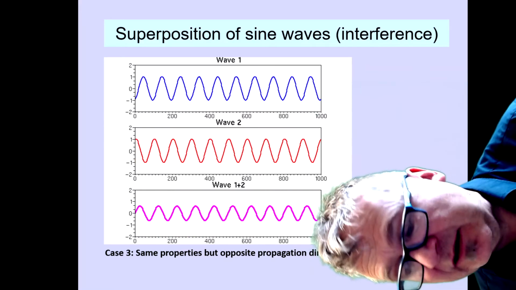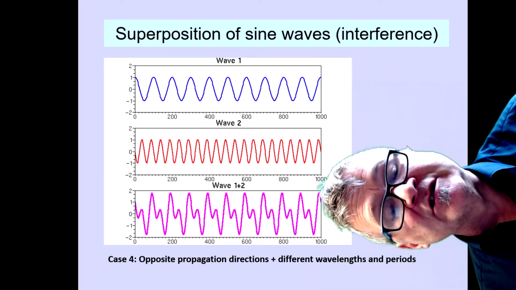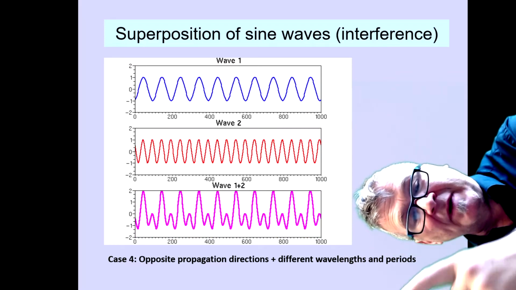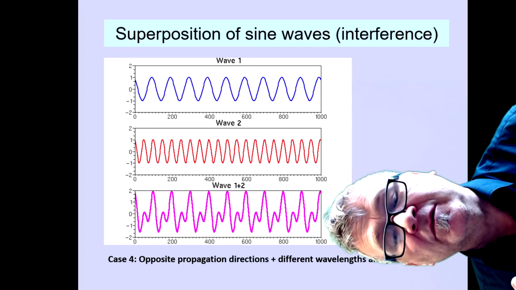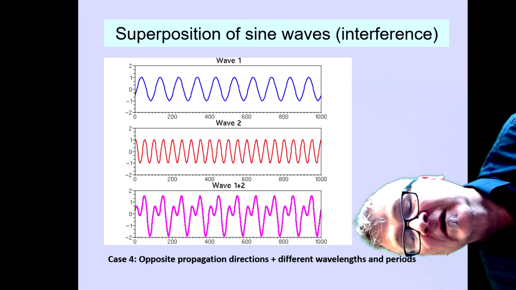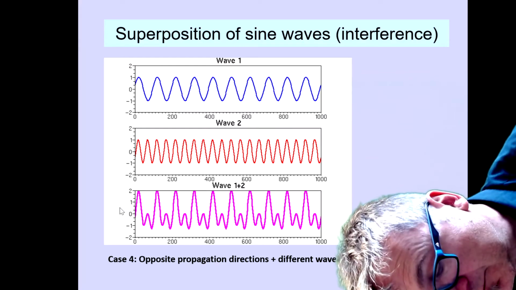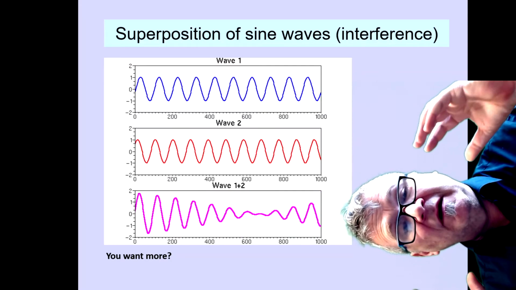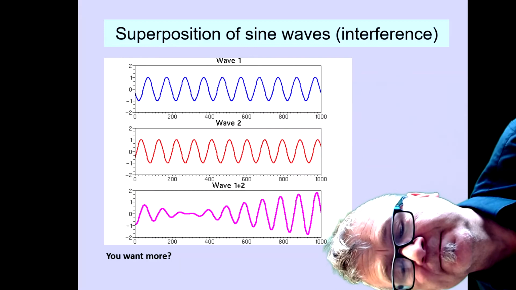All right, let's have a look at another example. This is one example with opposite propagation direction and different wavelengths and periods. You can really get some weird patterns, and you can see that overall this combined wave turns out to move slowly in the negative x direction. And I want to show you one more. In this example, you get wave packets which propagate at a very, very fast speed in the negative x direction.